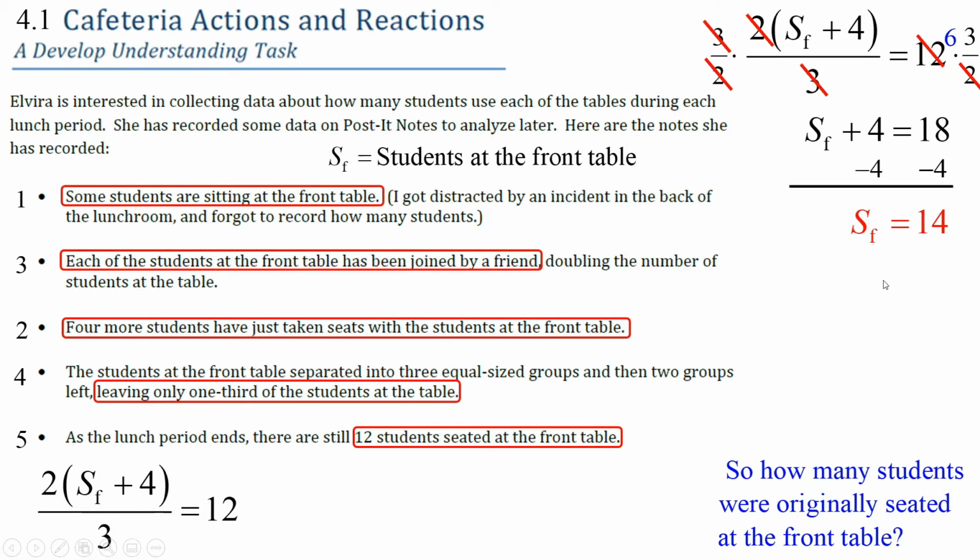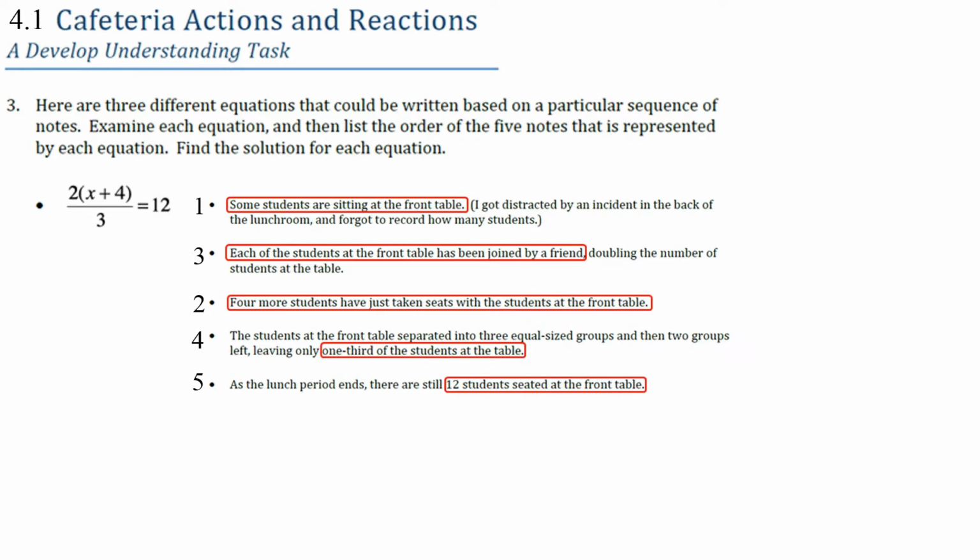All right. Now, number 3. Here are 3 different equations that can be written based on a particular sequence of notes. Oh, very cool. So they're going to give us the equation, and we're going to put it together. So examine each equation and then list the order of the 5 notes that is represented by each equation. Find the solution for each equation. Now, they're now using x instead of S sub F. So just remember, x is the initial number of students at the front table.